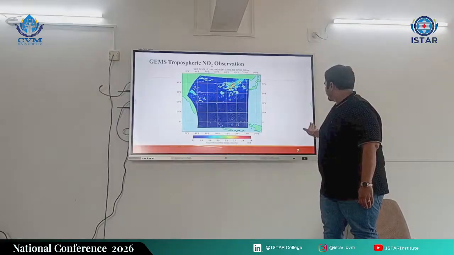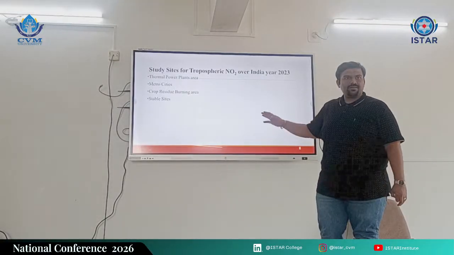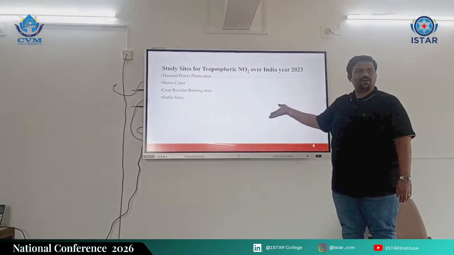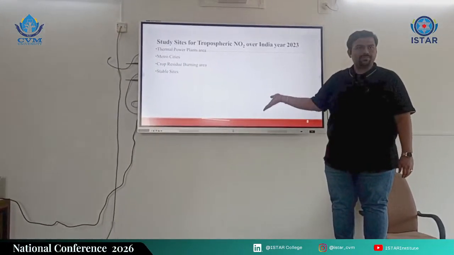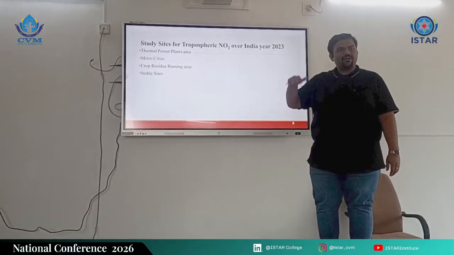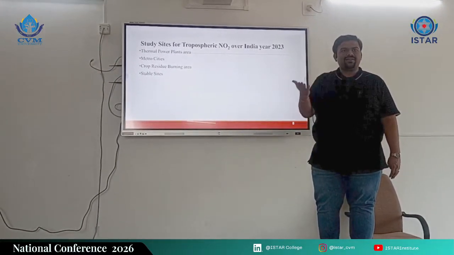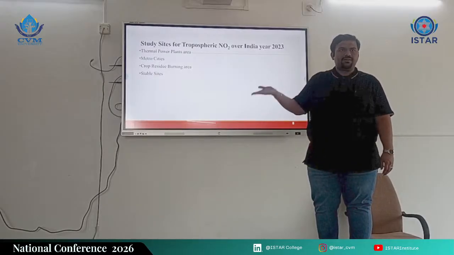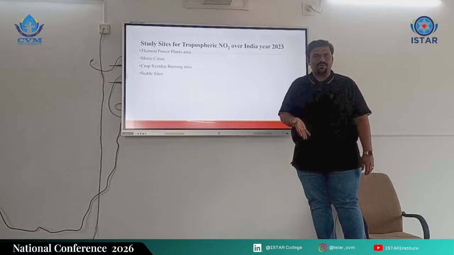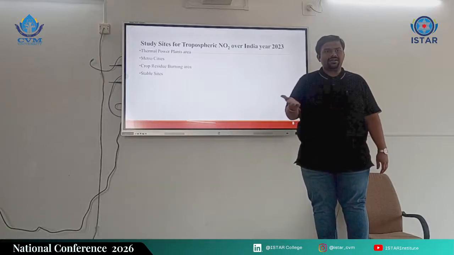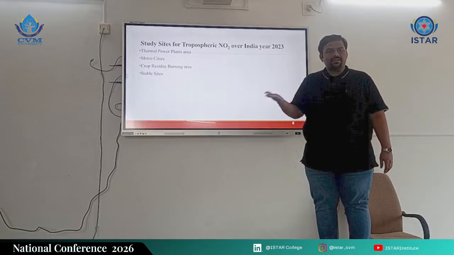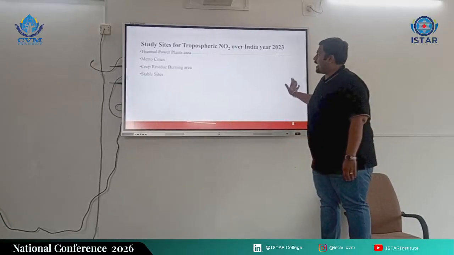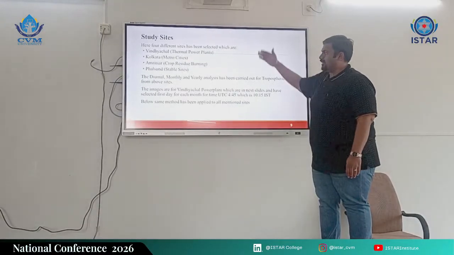I have done this analysis for different sites, categorized into 4 categories: thermal power plant, metro city, domestic area, and stable site. I have picked the stable site just to check whether GEMS is providing the data well, because we all know that a stable site doesn't give too much variability in the emission rate of tropospheric NO2. So I have picked one site from each category.